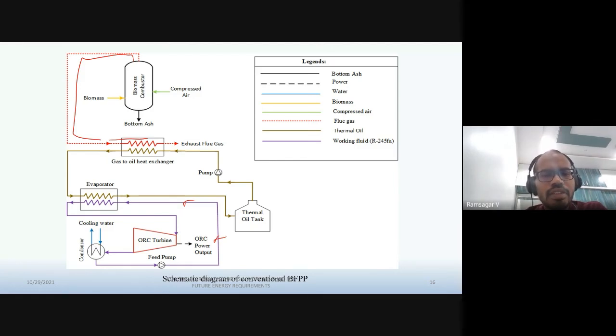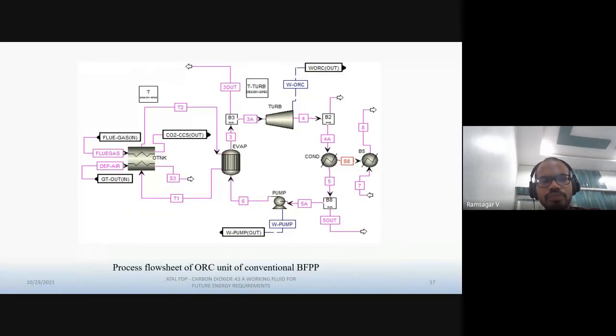So again, this organic cycle, the ORC cycle, we have already discussed in the last presentation, where we have the turbine, condenser, pump and evaporator. So this is a schematic view of the conventional biomass plant. Here is a flow sheet of the ORC unit. This is the flue gas, and this is the heat exchange unit, where the energy from the flue gas is transferred to thermal oil running in this loop. The evaporator transfers the energy from the thermal oil to the ORC fluid. This is the ORC cycle.